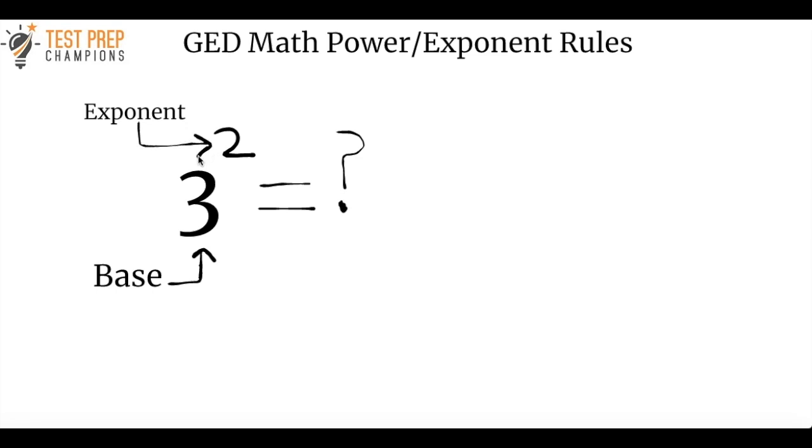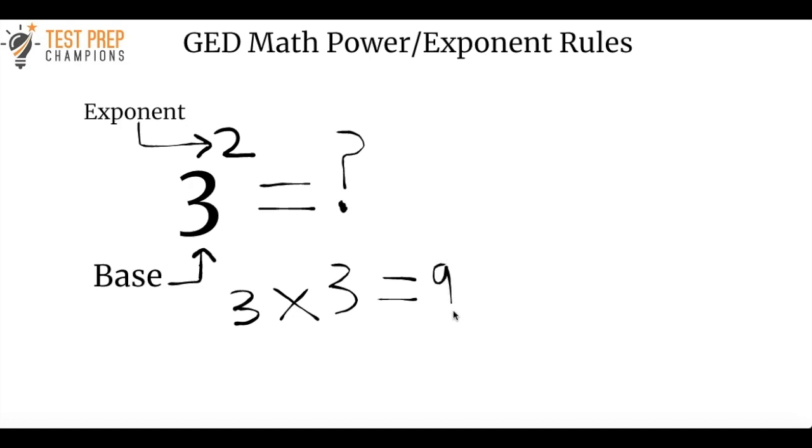So what does the exponent tell us? The exponent tells us how many times the base is going to appear in multiplication. So to solve a problem like this, we just have to remember that the exponent tells us how many times the base is going to appear in our multiplication. Since the exponent is 2, that tells us that the base will appear in multiplication twice. So to solve this, we just do 3 times 3, and that's equal to 9.